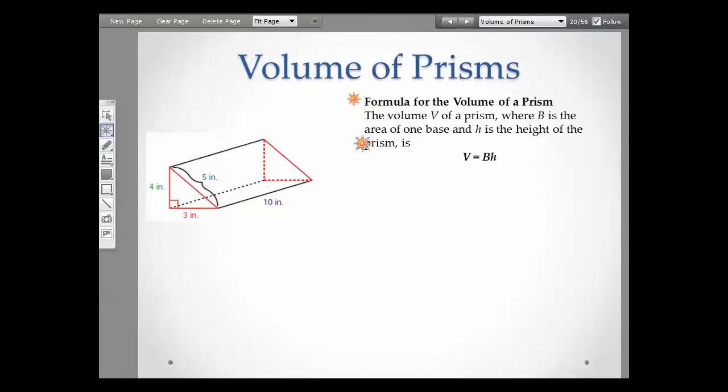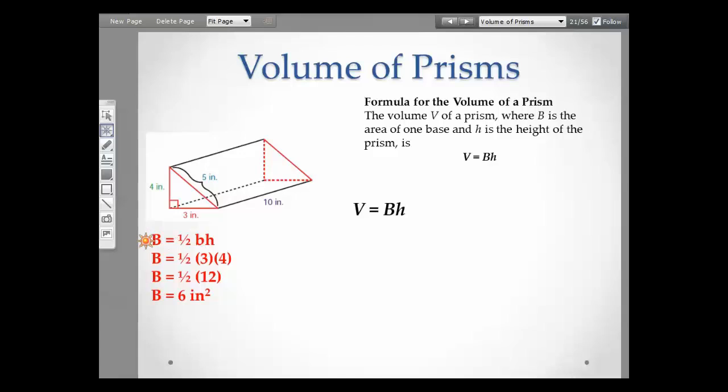Now let's look for the formula for the volume of a prism. And here's the formula that we're going to use. Capital V for volume, B for the base area, and H for the height of the prism. Now this is where you've got to be careful. When you're looking for the height of the prism, the height will always be the edge, which is 10 inches in this prism. It will always be a lateral edge. Don't ever mistakenly use the height of the base. Use the height of the prism.